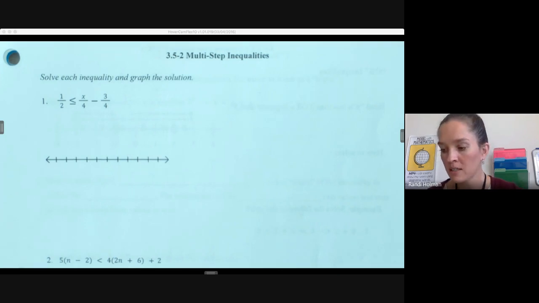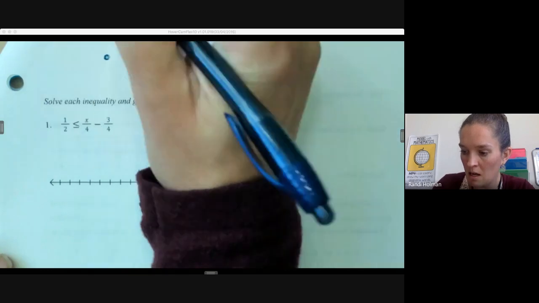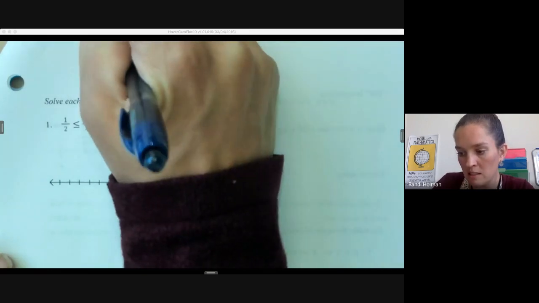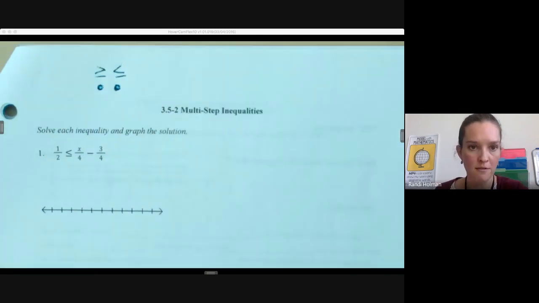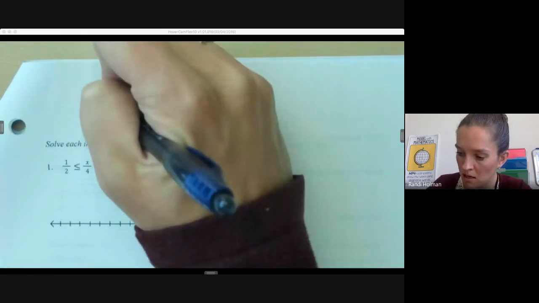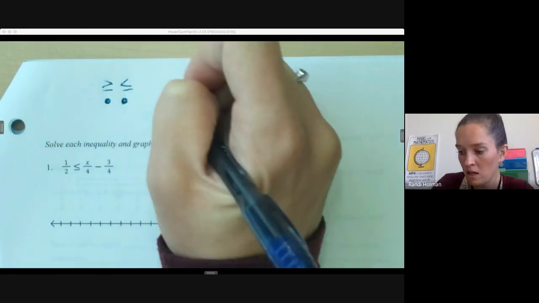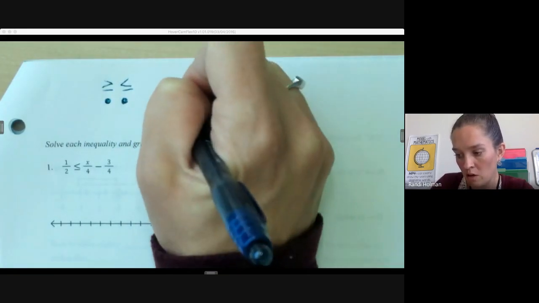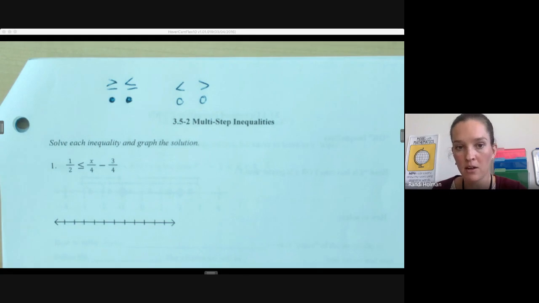Before we get started, let's remind ourselves about our graphing. If we have a greater than or equal to, or less than or equal to, we're including that value, so we fill in our dots to show those values are included. Whereas if we have less than or greater than, we have open circles to show that those points are not included in our solution. We're going to go right up to it, but not include it.